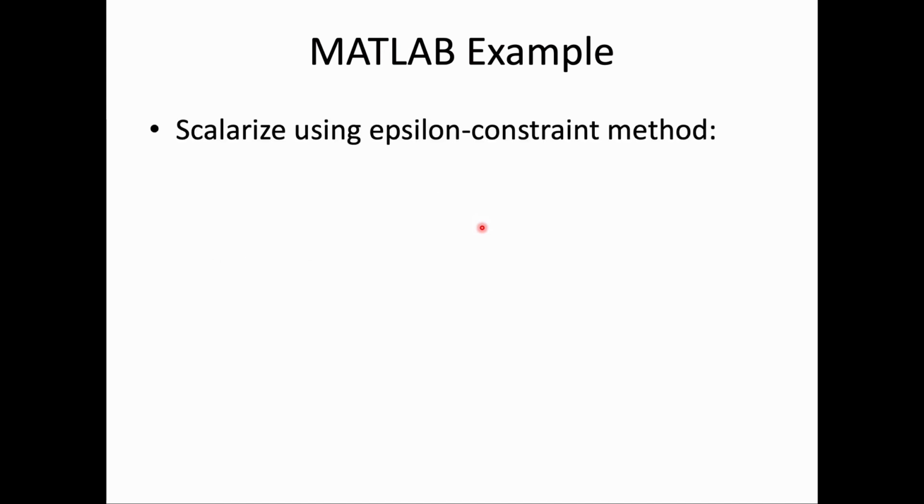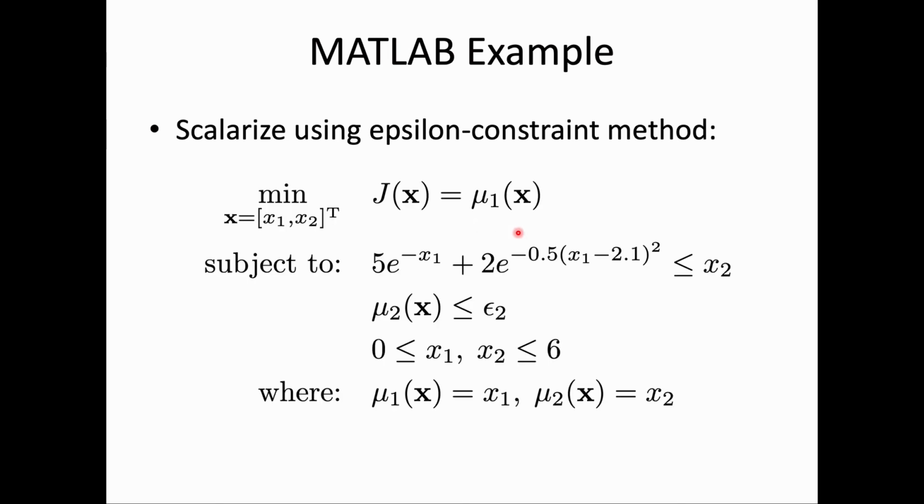What if we perform scalarization using the epsilon constraint method? Suppose we choose mu1 as the objective function to retain, and then we add a constraint on mu2. Also, I should note here that this is not in negative null form. It's written in a form that's a little easier to understand.